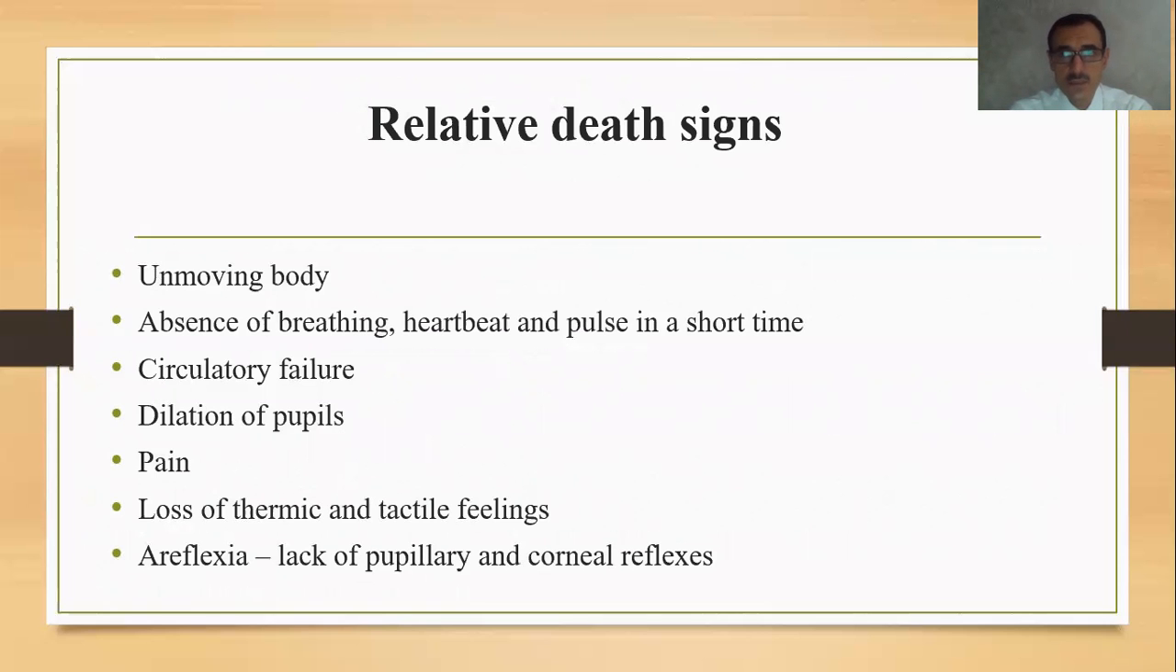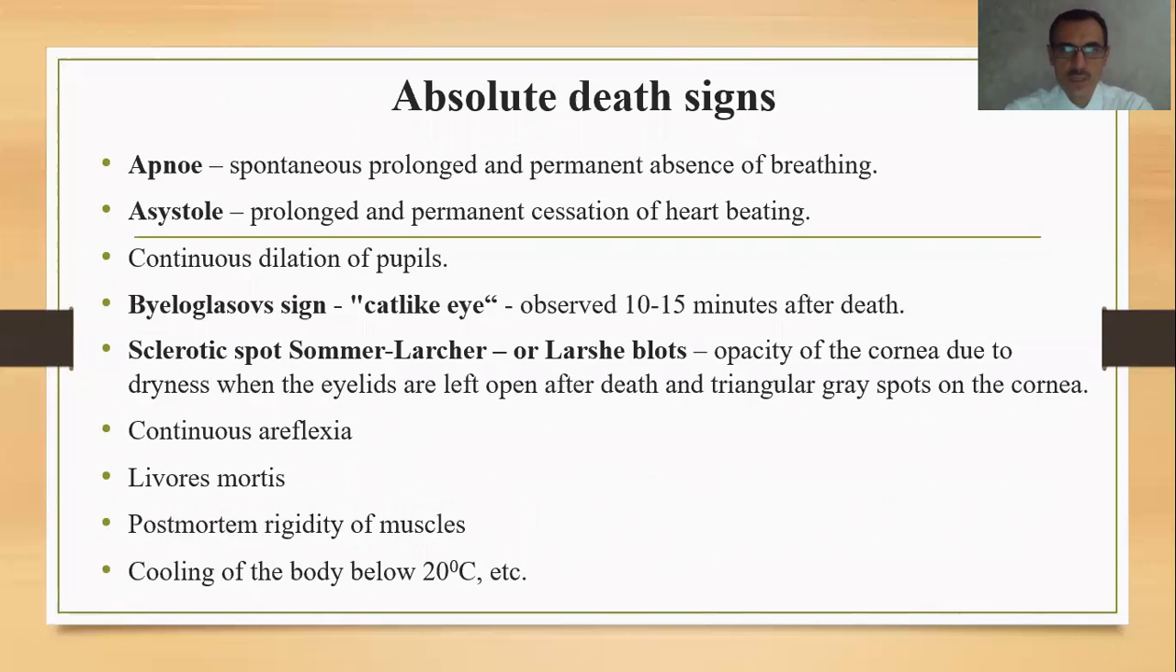The death signs divide into two groups. The first of them is relative, and the second one is absolute or constant death signs. The relative death signs are the following: the unmoving body, then absence of breathing, heartbeat and pulse in a short time, then circulatory failure, dilation of pupils, pain, loss of thermic and tactile feelings, and areflexia, lack of pupillary and corneal reflexes.